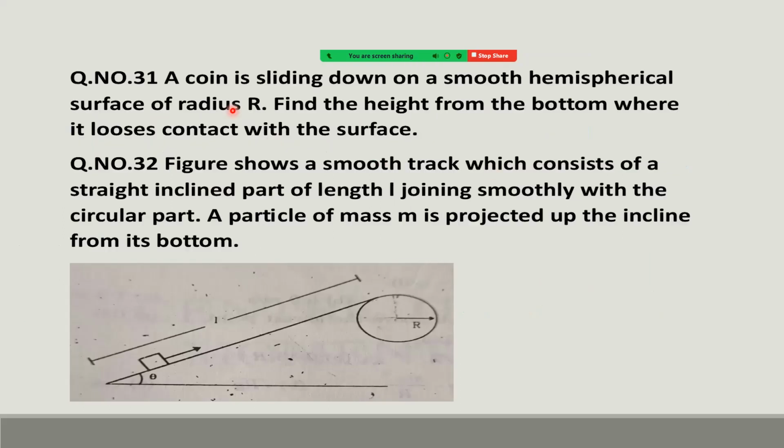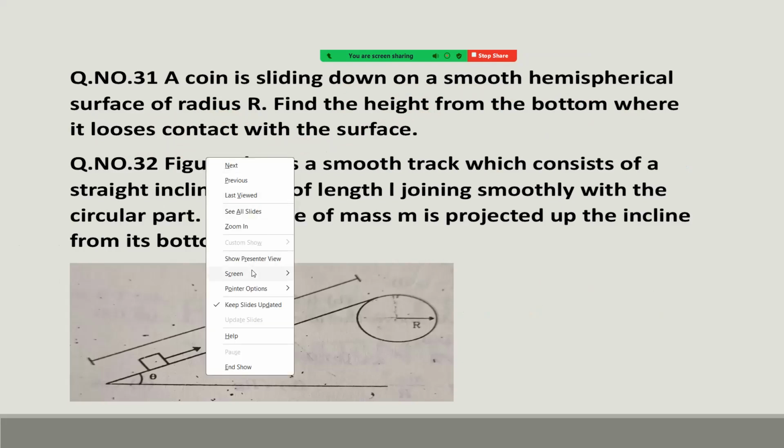Let's see the question given. A coin is sliding down on a smooth hemispherical surface of radius r. Find the height from the bottom where it loses contact with the surface. Let us see how to start.